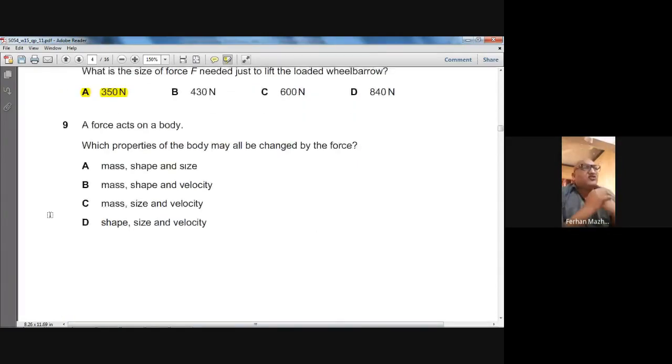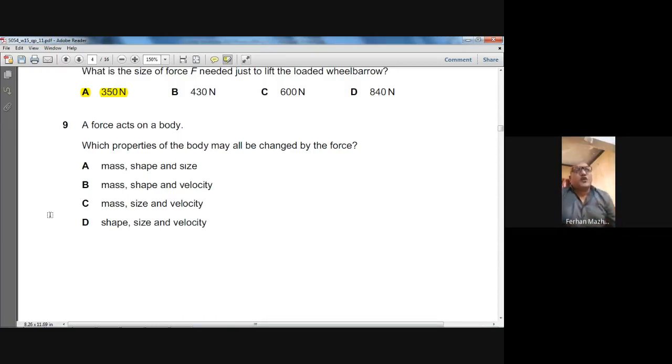Okay, question number 9 is on your screen. A force acts on a body. Which properties of the body may all be changed by the force? When you apply a force on a body, you can change its shape, its size, its volume, its velocity, and its direction of motion. One thing which you cannot change by applying force is the mass of the body.